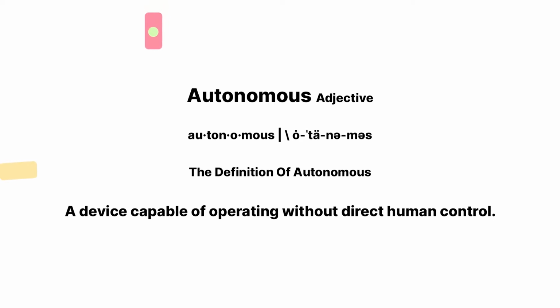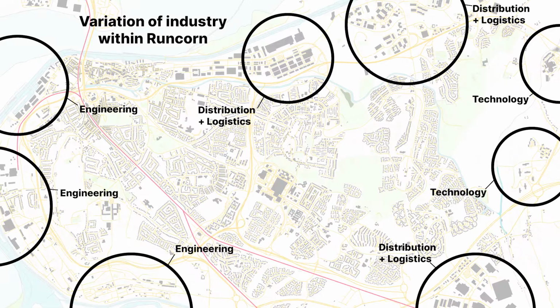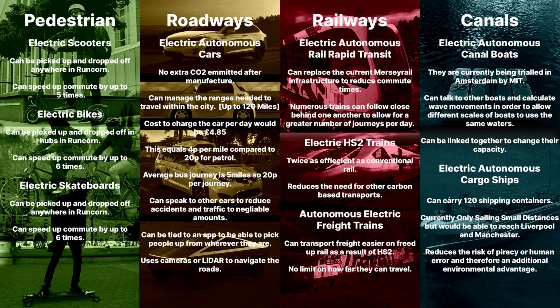So by implementing an autonomous system which allows the individual nodes to work in unison, this will allow for a free-flowing transport organism to spread across Runcorn. The variation of industry within Runcorn is a perfect hotbed for the implementation of an autonomous system. As a consequence of implementing an autonomous system, this will start to change how the landscape of Runcorn works. These are the different forms of electric and autonomous transports we plan to implement.